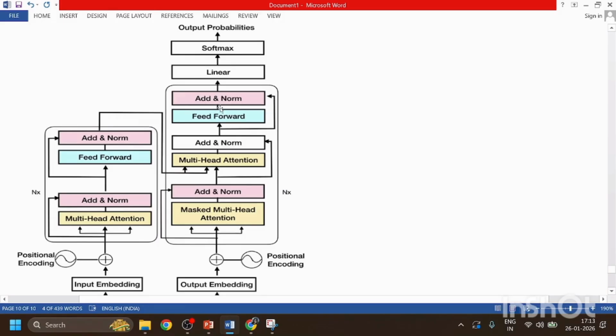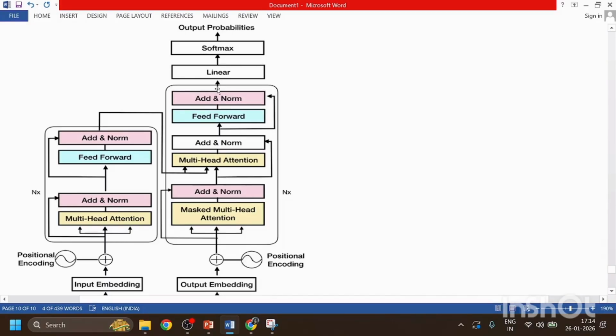Just like the encoder, the decoder also has a feed-forward network. You can see here the encoder has a feed-forward network and the decoder also has one. It refines the information at each position. Again, this happens independently for each word. After this we have the final layers, the final linear and softmax layer. After all the attention and processing, the decoder outputs vectors.